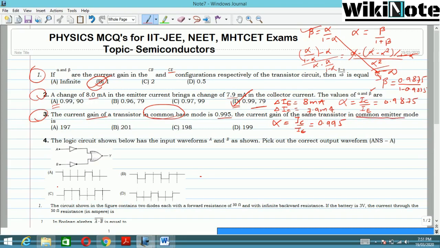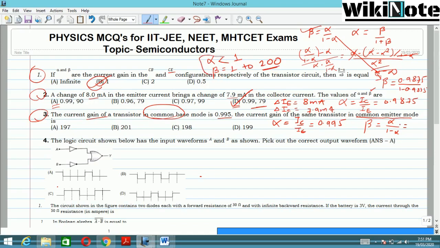In common emitter mode, we have the current amplification factor or current gain as beta, and beta is equal to alpha upon 1 minus alpha. Always keep in mind, guys, that the value of alpha is always less than 1, so less than unity, and the value of beta varies from almost 1 to 200 also. So it is always greater than 1, so that will be a shortcut hint for you people.